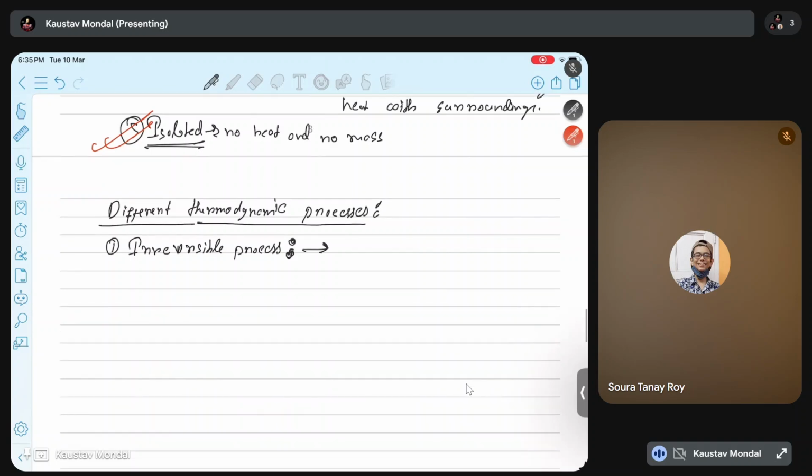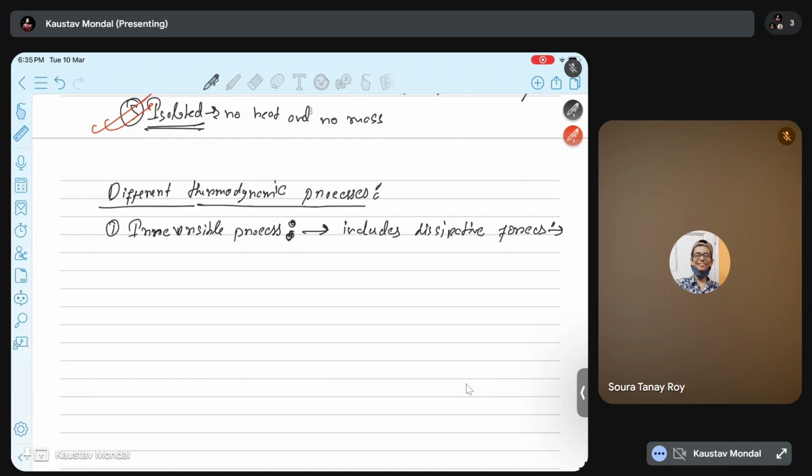Okay, so this basically includes dissipative forces, which means reversing the system does not put both the system plus surroundings back to the original state.